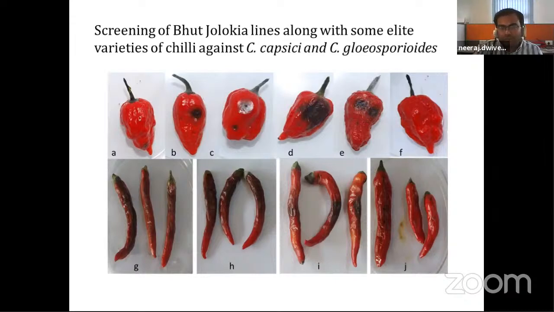Out of 24 we have collected and grown here, after 2-3 generations we have done the screening. A few lines showed very high resistance against both the strains. And we have taken some high-yielding elite varieties as control or as susceptible varieties.